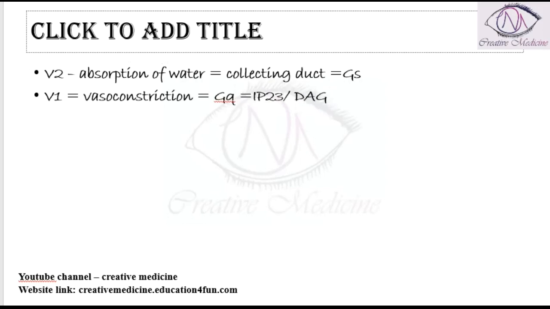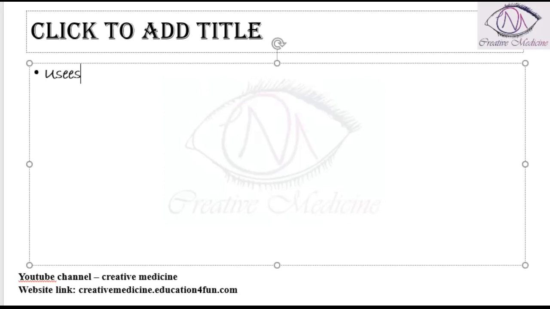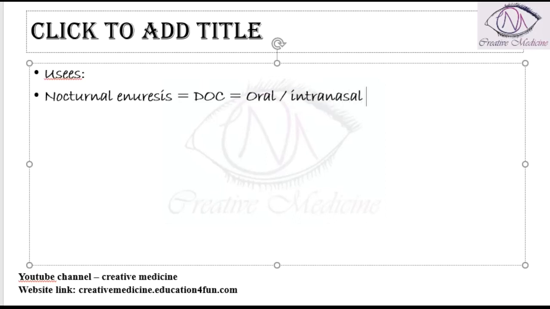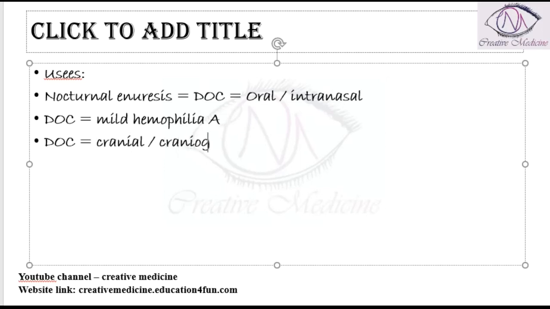Then, what are the uses of desmopressin? Desmopressin is used in nocturnal enuresis. It is actually the drug of choice for nocturnal enuresis, and either the oral or intranasal formulation can be used. Desmopressin is also the drug of choice for hemophilia A. It is also the drug of choice for cranial or central diabetes insipidus.